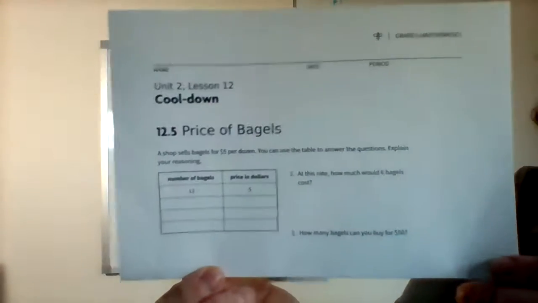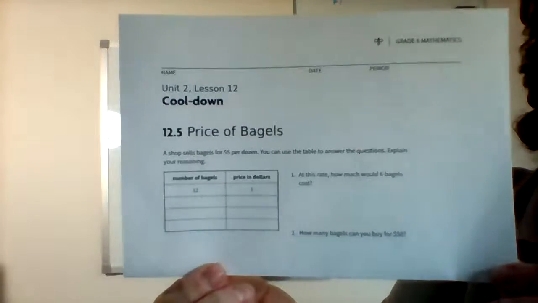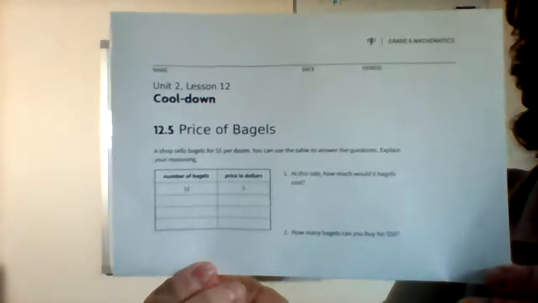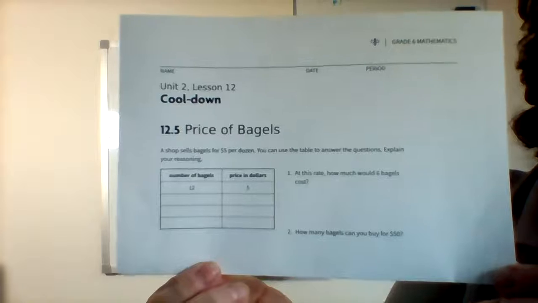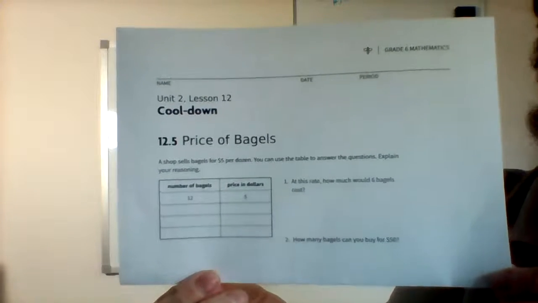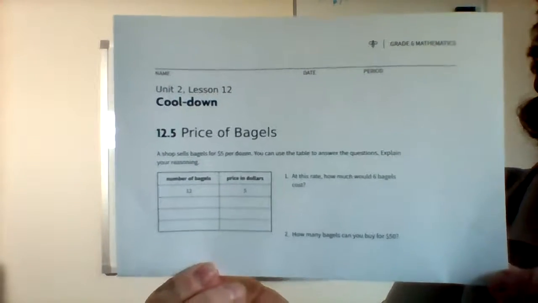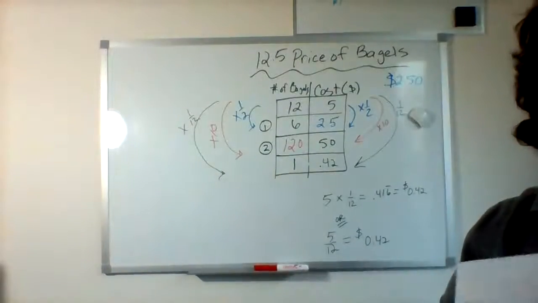So as long as you had the table filled out with equivalent ratios, and as long as you had complete sentences for your answers with the proper units, so $2.50, 120 bagels, you would have gotten full credit.